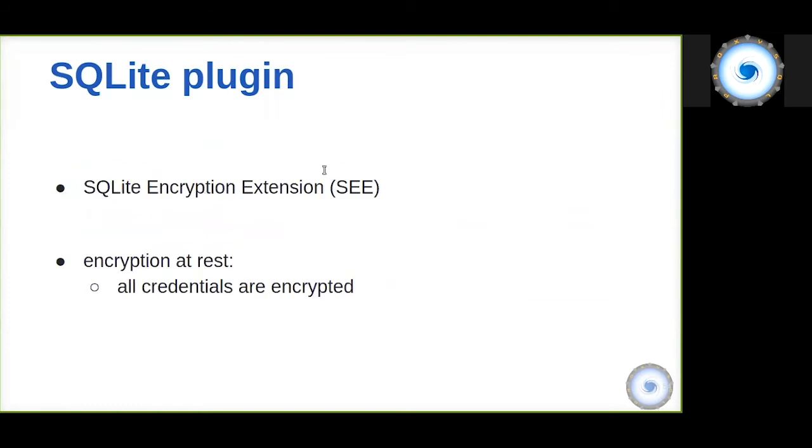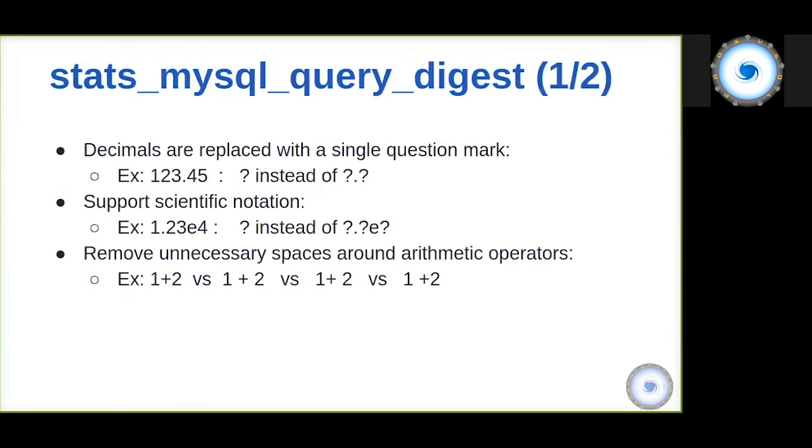For example, this plugin, the SQLite plugin, will also support the SQLite encryption extension. And this becomes very interesting because the very first feature that will be implemented is the ability of having the database encrypted at rest. So the database file that is on disk will be encrypted. All the credentials are stored there, and they will be not just protected at the system level, but also encrypted.